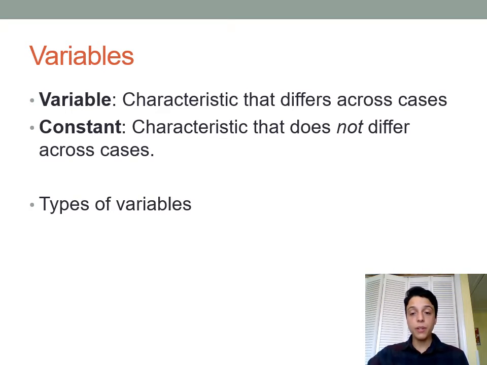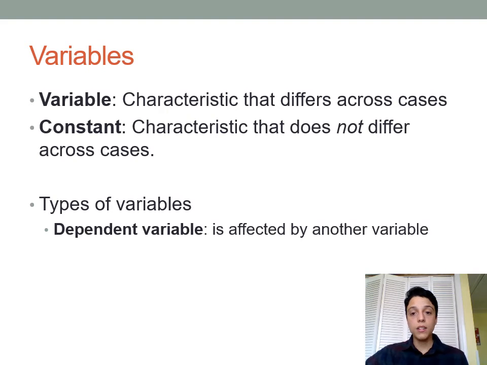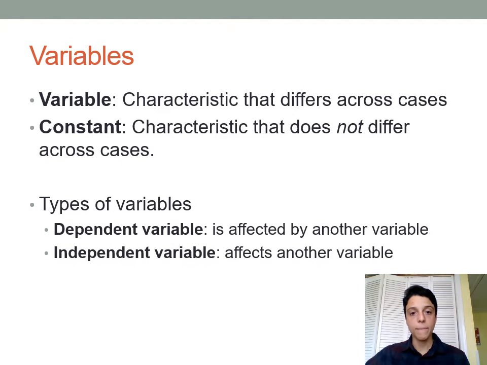All right. In doing research, there are also two types of variables that it's important to be familiar with. And you probably encountered these before, but these would be your independent and dependent variables. A dependent variable is a variable that is affected by another variable. An independent variable is a variable that affects another variable. And I think the best way to think about independent and dependent variables is as cause and effect. So if you're thinking about what causes something else, your cause is going to be the independent variable and your effect is going to be the dependent variable.